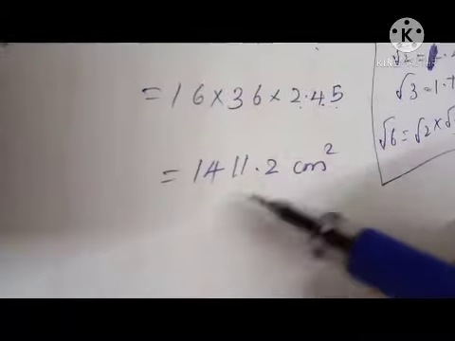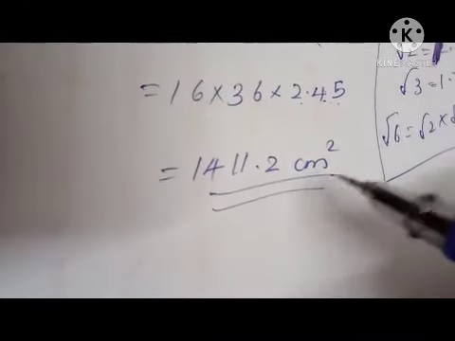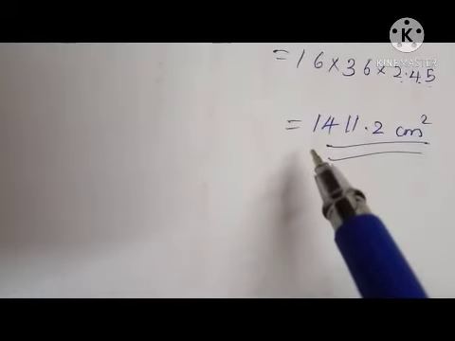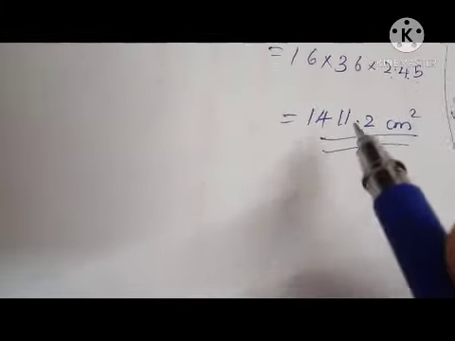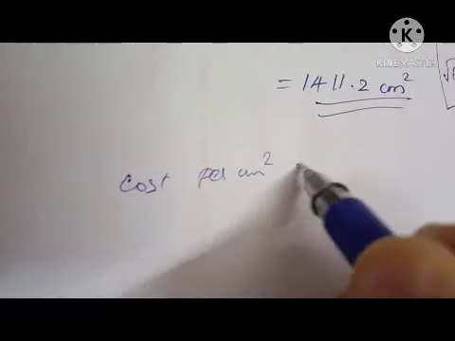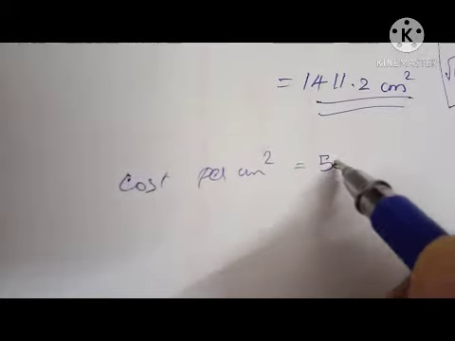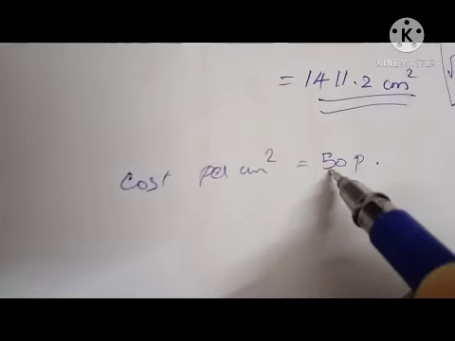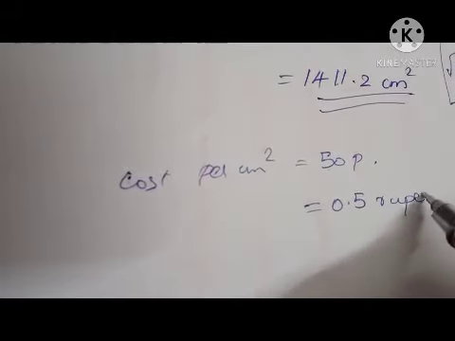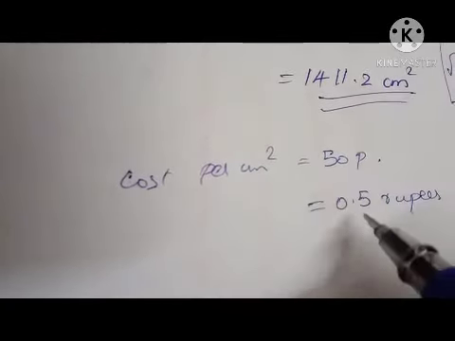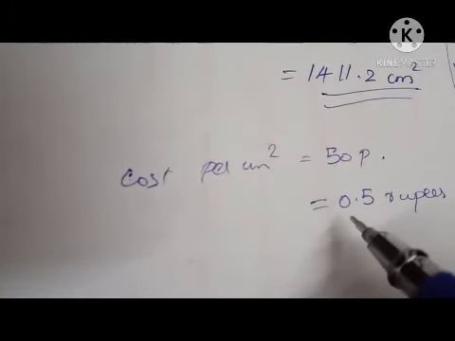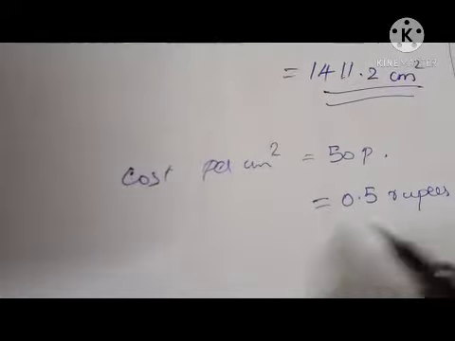Then when we multiply all these, we will get 1411.2 centimeter square. So this is the area of the 16 tiles. Then the cost per centimeter square for polishing is given as 50 paise. When we convert this into rupees, dividing by 100, we will get 0.50. The last 0 has no value, so we can write it as 0.5 rupees.